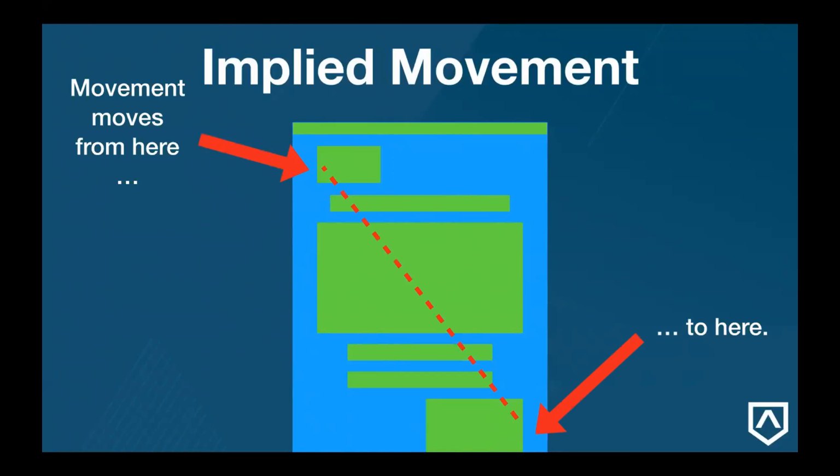We create implied movement by creating diagonal relationships between the elements of our page, or by incorporating actual imagery of implied movement. Implied movement adds energy and engagement to our designs. So for an example, you could use a photograph of a person's face looking in a specific direction, and that tends to guide people's eyes in the direction that person is looking.